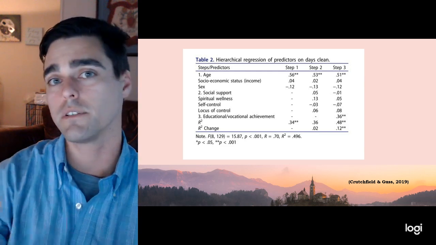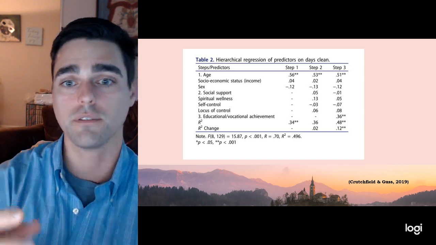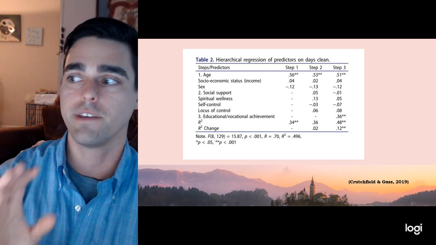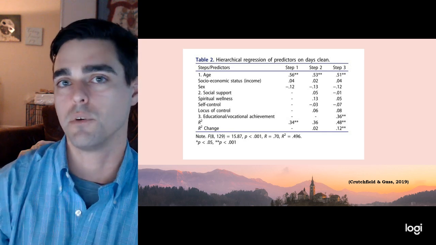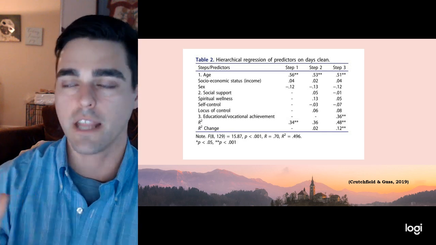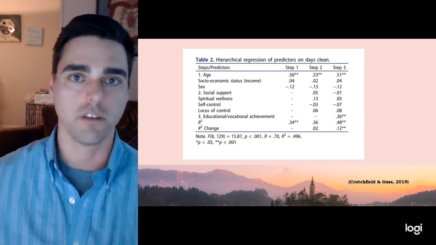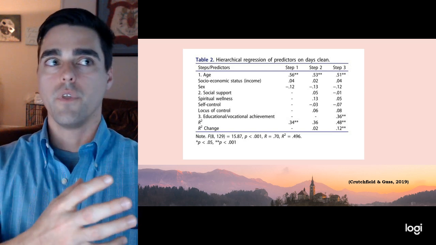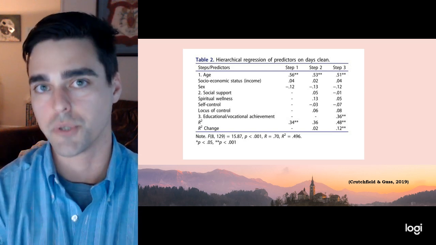What they did was they looked at people who had been abstinent from substances for different levels of time, but always more than a year, I want to say. And they looked at what predicted the length of time someone has been sober. Now, other than age, which is pretty obvious, a person can't have been sober for 30 years if they're only 30, right? The only other thing that was a significant predictor was educational or vocational achievement.